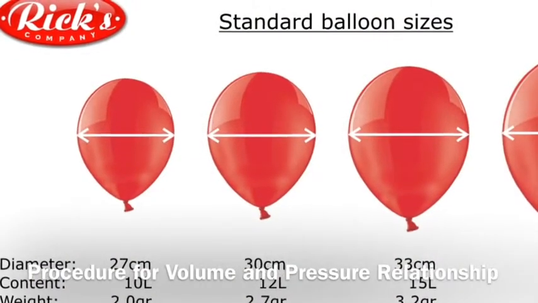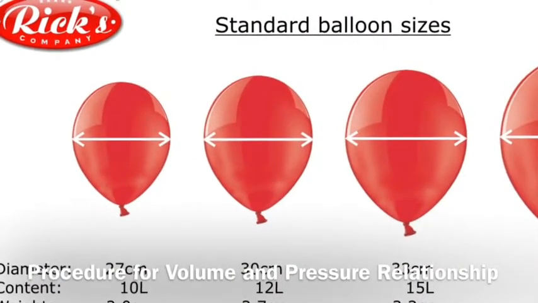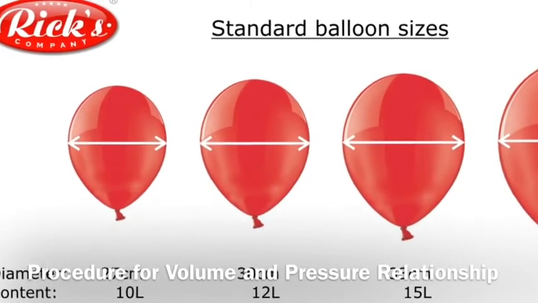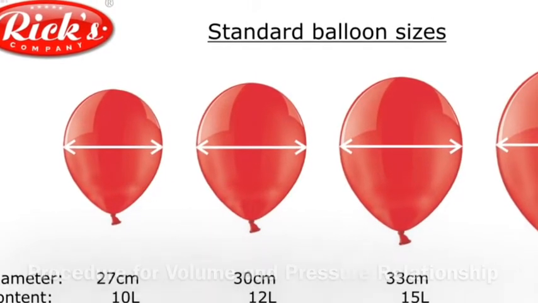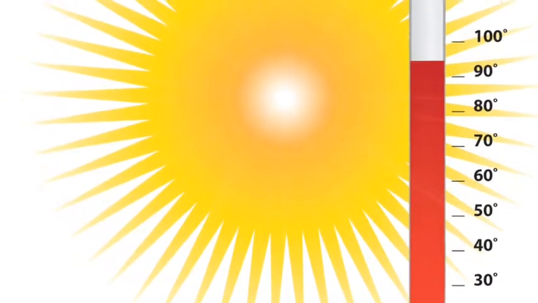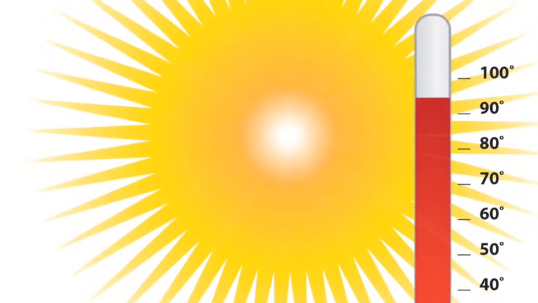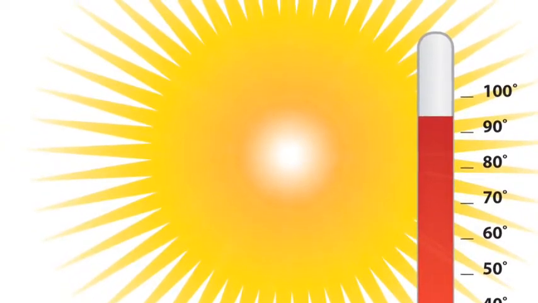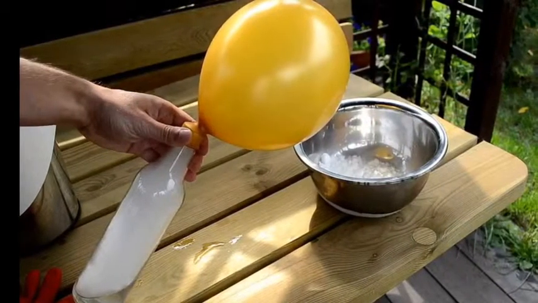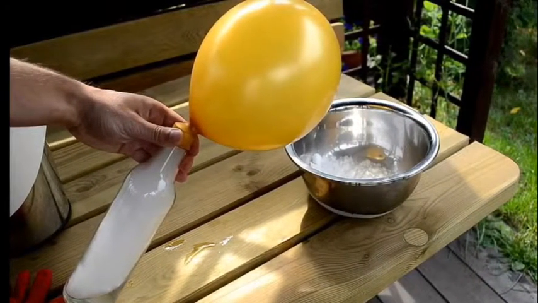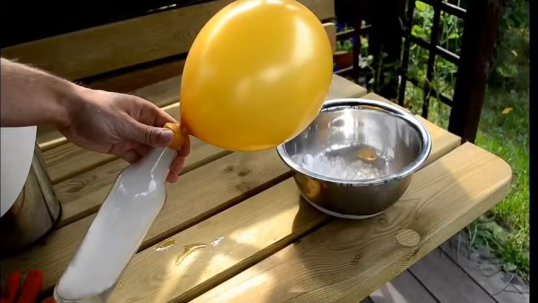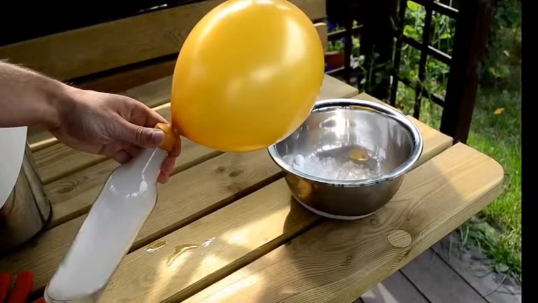First, we are going to blow up two balloons to the same size and circumference. Second, we are going to measure the circumference. Third, we heat one balloon with a heater. Fourth, we record observations and measure the circumference of the balloon that was in the heater. Fifth, we cool the other balloon with ice water. And sixth, we record observations and measure the circumference of the balloon that was in ice water.